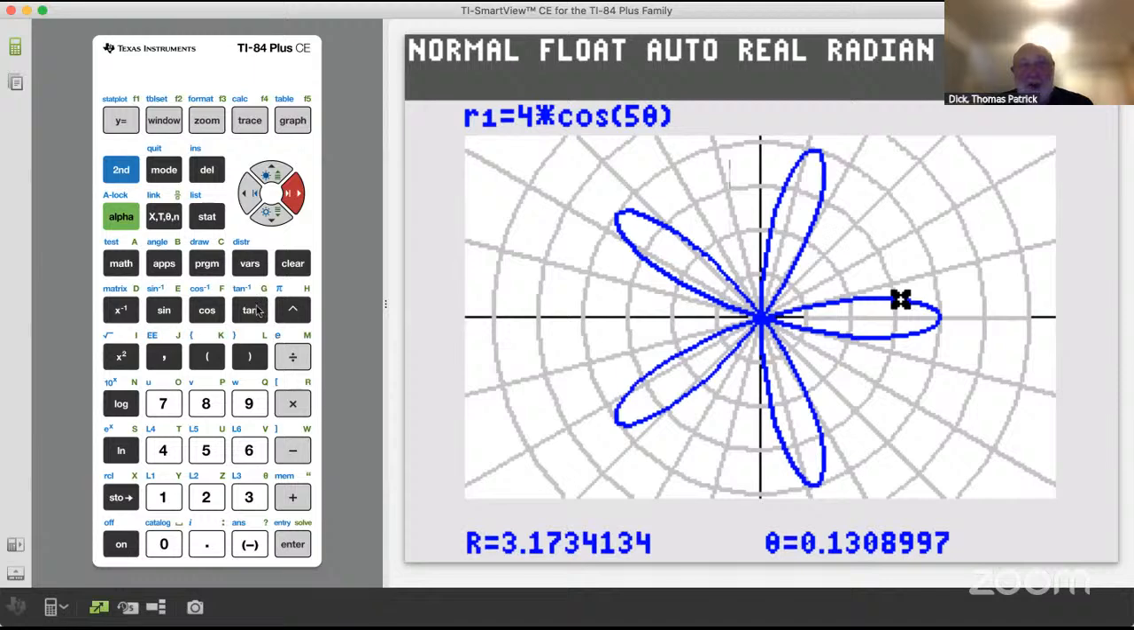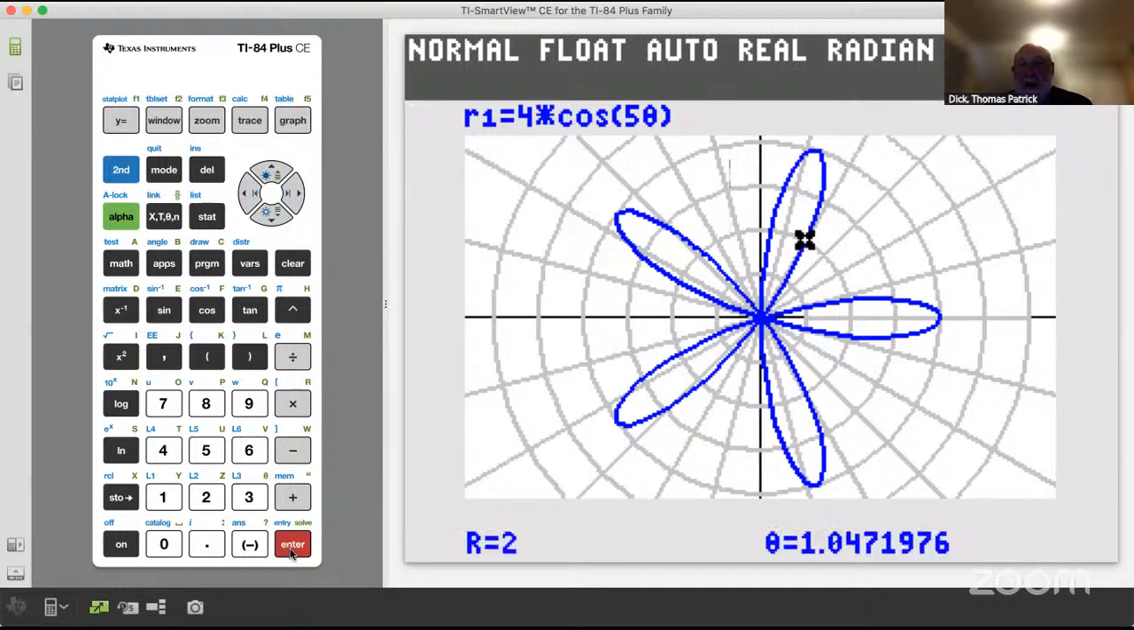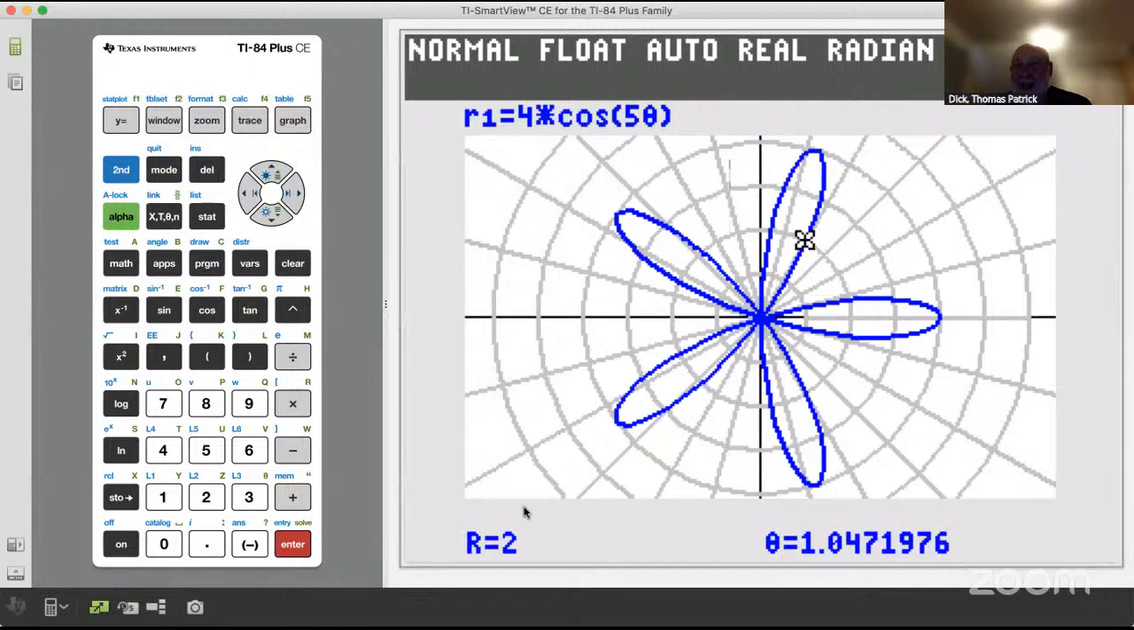But we can jump to, if I want to jump to pi over 3, do that. And we see the radius is exactly 2 there. Wow. Oh, I'm also seeing that my radius, I can count these concentric circles. They're 1 unit apart in radius. 1, 2, 3, 4. Okay. So that leading coefficient is controlling the radius of our leaves.